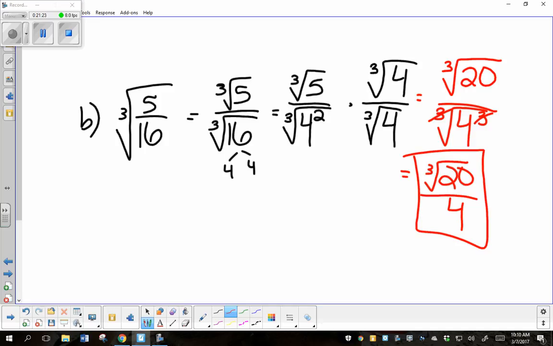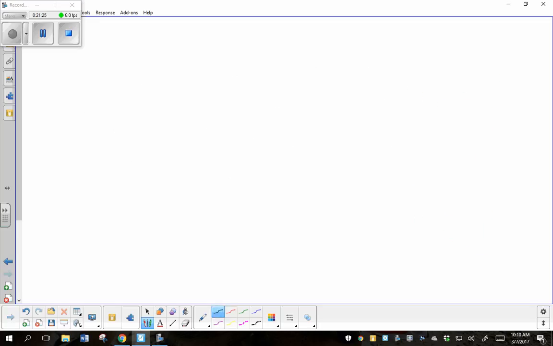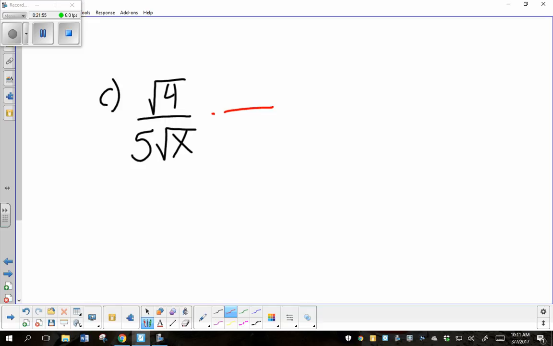Alright, so the next one I'm going to go back to a square root. We're going to do the square root of 4 over 5 square root x. So this one's a little different because there's something on the bottom that's not in a root. If there's something on the bottom that's not in a root, it's fine. We don't really care about this 5. He's fine on the bottom. But we don't like the square root of x. So what can we multiply by on top and bottom to get rid of the square root of x, Jeb?